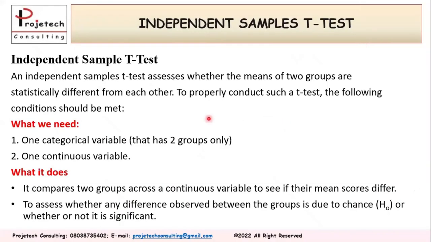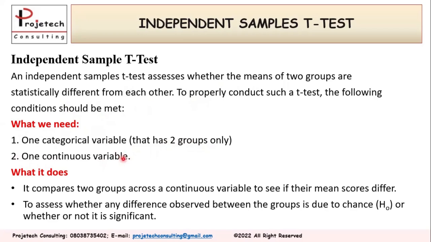So now we are going to study this independent sample t-test. This is the first analytical tool we are going to study. An independent sample t-test assesses whether the means of 2 groups are statistically different from each other. To properly conduct such a test, the following conditions must be met. The first condition is that you are supposed to have 1 categorical variable that has 2 groups only, and you are going to compare it with a continuous variable.